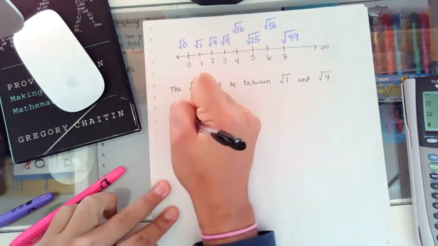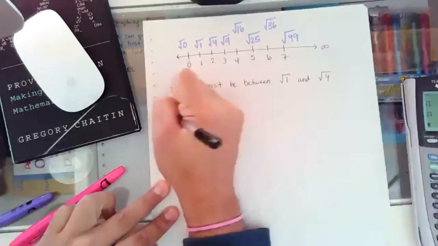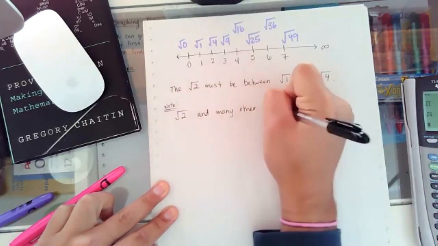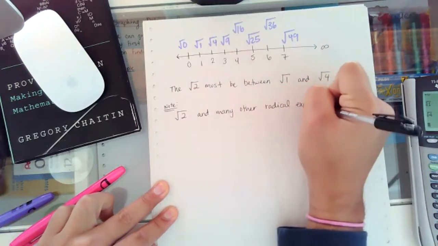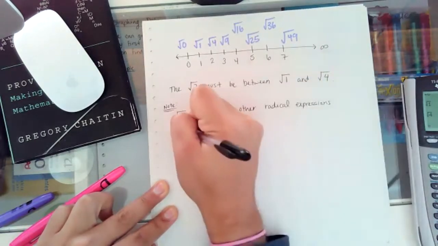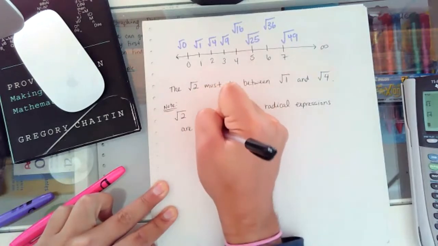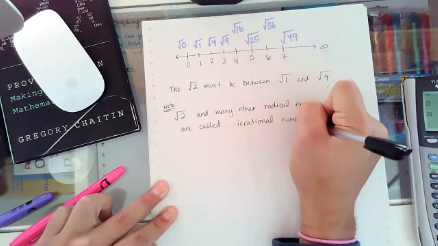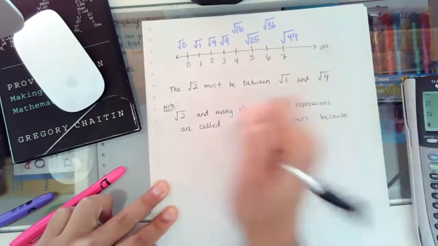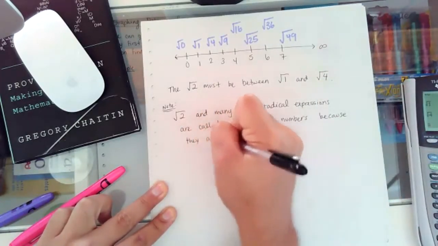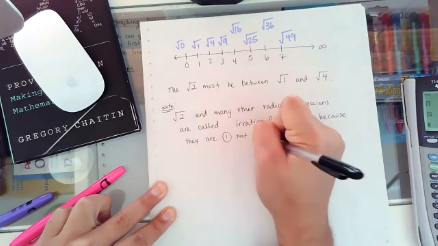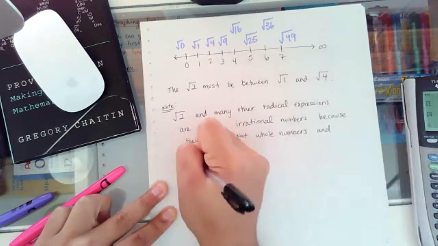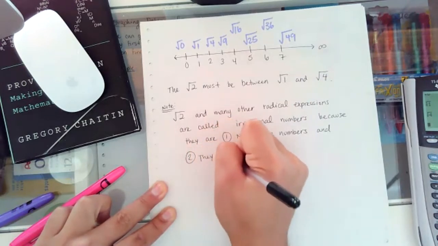So the square root of 2, this is a note, and many other radical expressions are called irrational numbers because they are, one, not whole numbers, or they can't be simplified to whole numbers, and two, they can't be written as fractions.